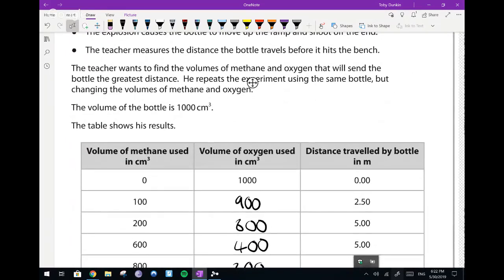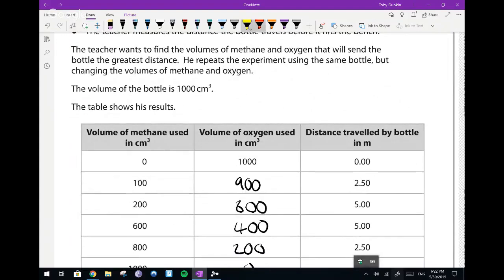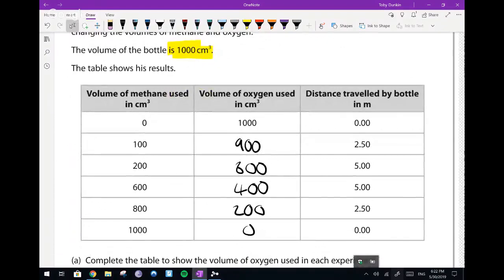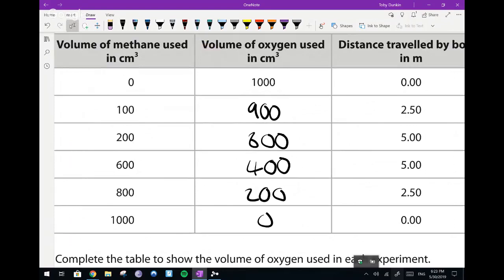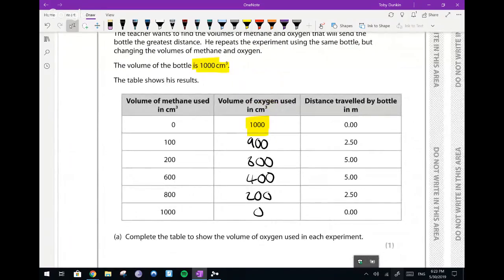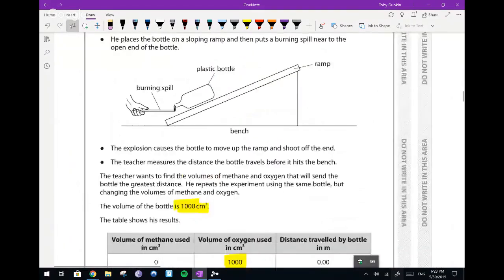Seems very reasonable. The volume of the bottle is, that's interesting. They've given us a sudden piece of data. We're going to need that. So it then says the table of his results are below. So we've got volume of methane used is 0, volume of oxygen 1,000. And then they slowly switch over. And we've got this distance traveled by bottle in meters. So the first thing is they wanted you to fill in the numbers, and I think most people would have been able to do this, recognizing that you've always got to keep the total volume the same. And that, of course, would be one of our control variables. The other one would be other examples.